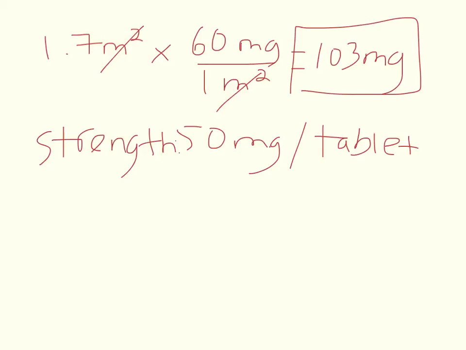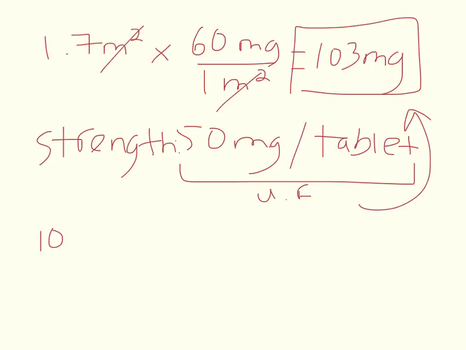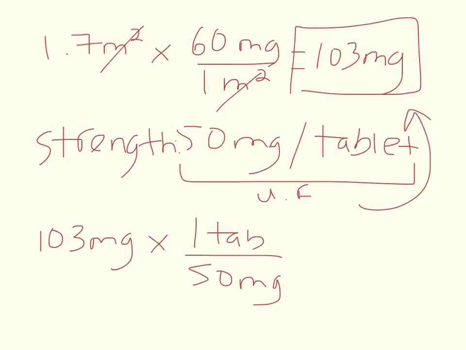This is another calculation where we're going to use the strength as our unit fraction with that determined 103 milligrams to figure out how many tablets that is. So we have 103 milligrams needed for our order. We're going to multiply that by 1 tablet over 50 milligrams. Now we're interested in getting rid of the milligrams and transferring that into tablets. So yes, the milligrams do cancel out. 103 multiplied by 1 is going to give you 103 tablets, and we're going to divide that by 50. When we divide that by 50, we get 2.1 tablets.